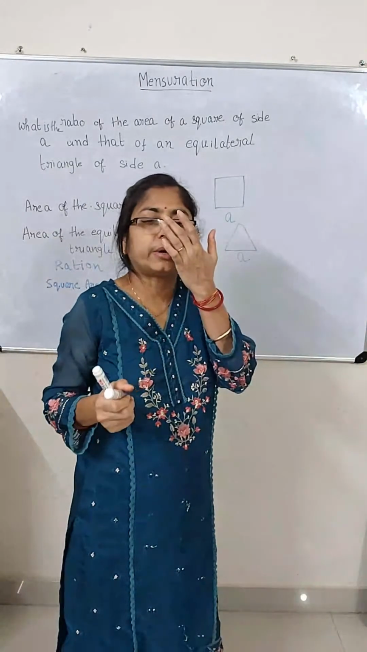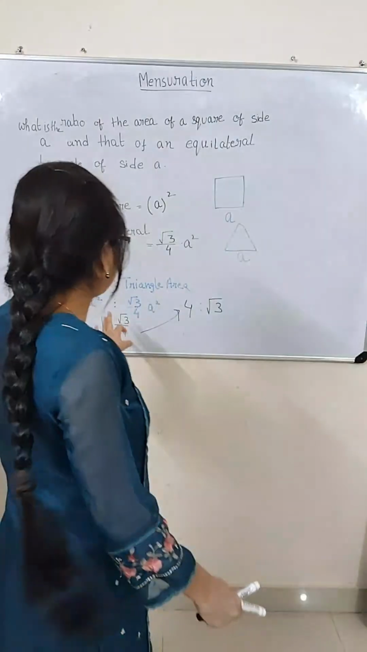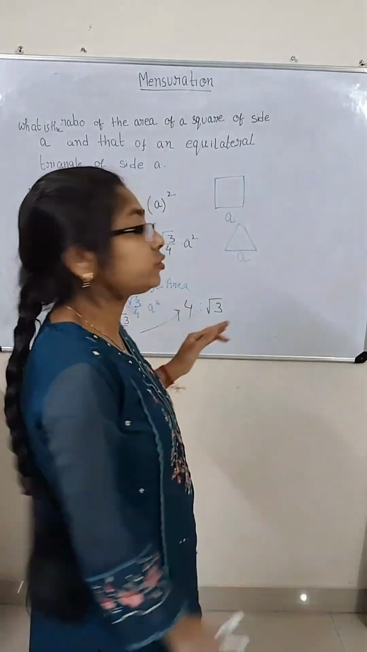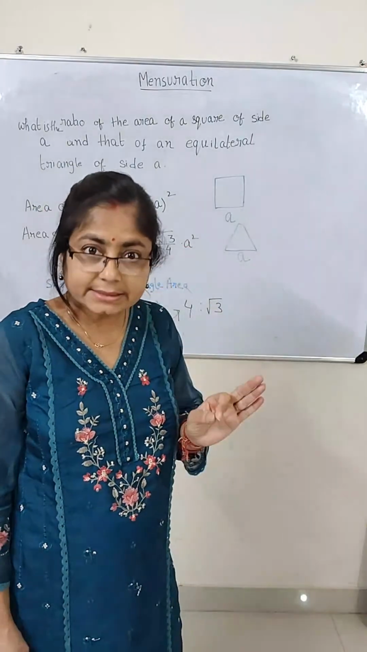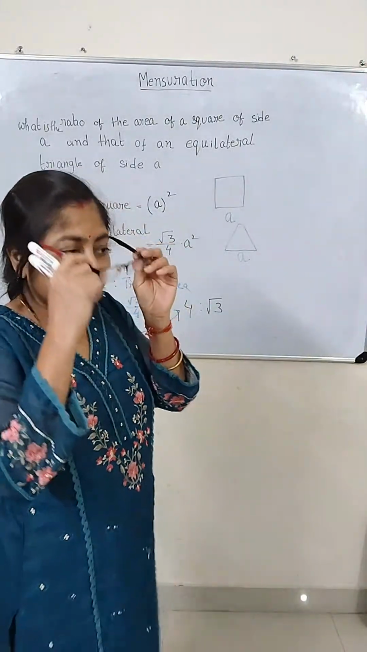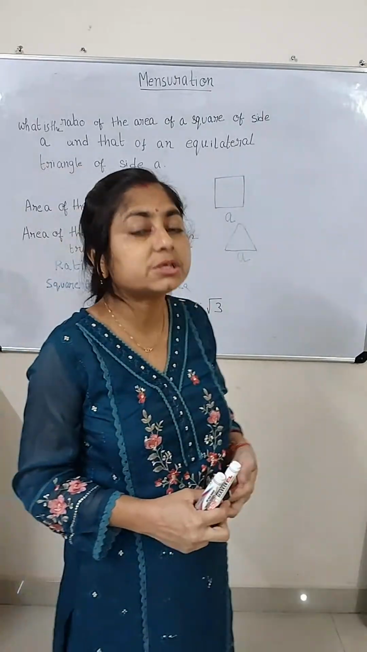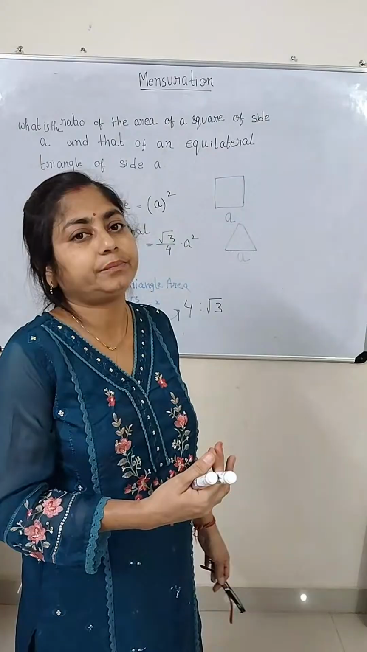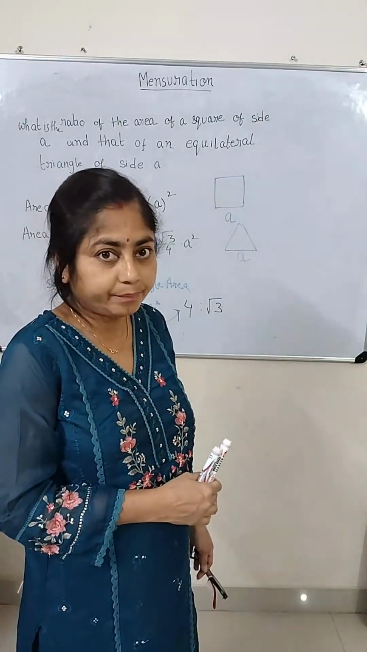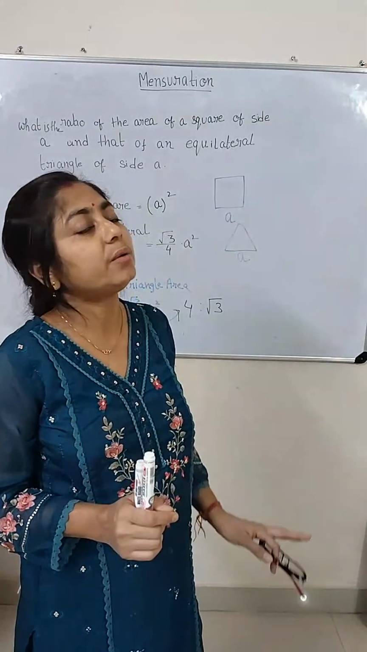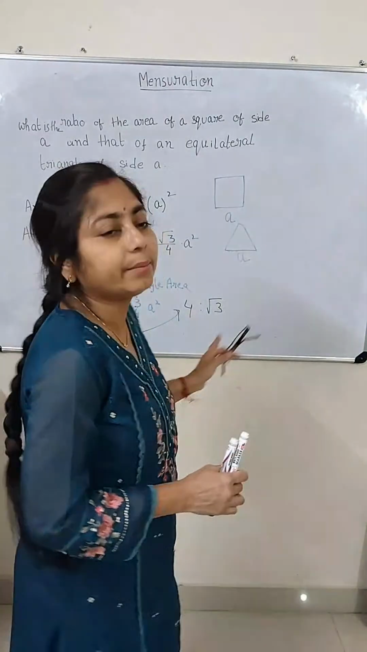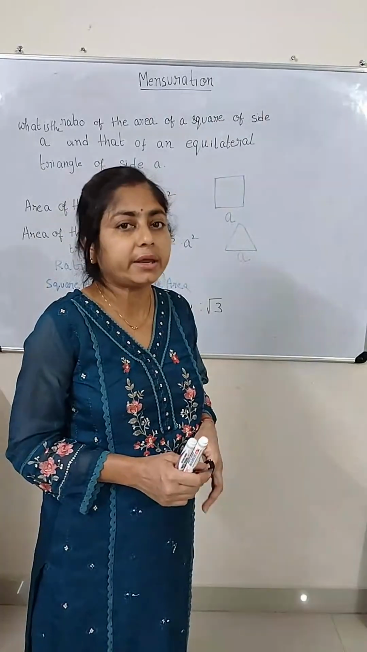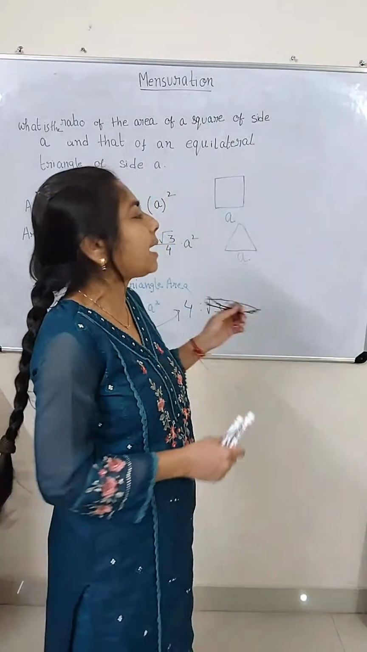If any student, after ratio cancel the A square, writes 1 is to root 3 by 4, the answer is not okay, because according to ratio rules you should multiply the denominator part, otherwise your ratio math is not okay. So I multiply it and write our answer is 4 is to root 3. Please complete the math.